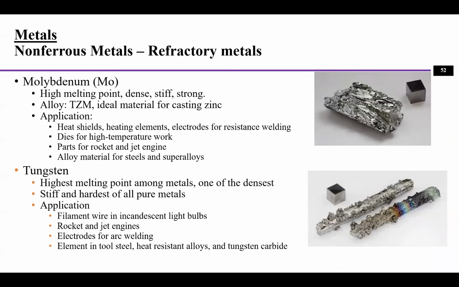And other materials are refractory materials. Typically they have really high melting temperature. They are very strong, very stiff, very dense. Examples are molybdenum, and also tungsten, right? Tungsten carbide. Sometimes you may hear that this kind of material is a very good candidate for tools, cutting tools.